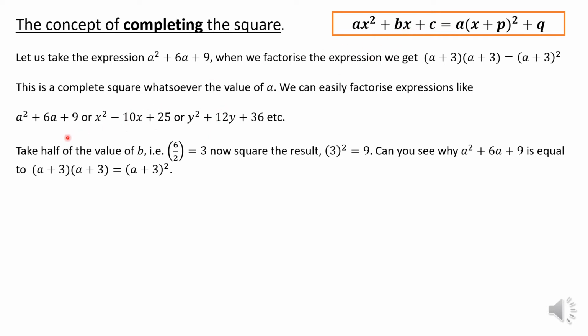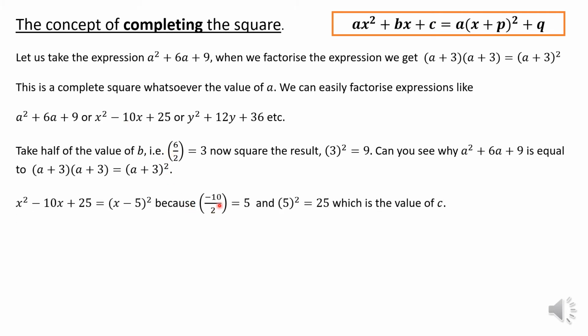So you take half of b, and half of 6 is 3. When you square that answer, does it give you 9? Of course it does. And if such a condition takes place, then it means that this trinomial is a perfect square trinomial. Half of negative 10 is negative 5. If you square 5, do you get 25? Yes, you get 25. So this here is a perfect square trinomial. The same applies with half of 12, which is 6. And when you square 6, you get 36. So this is how it will factor.